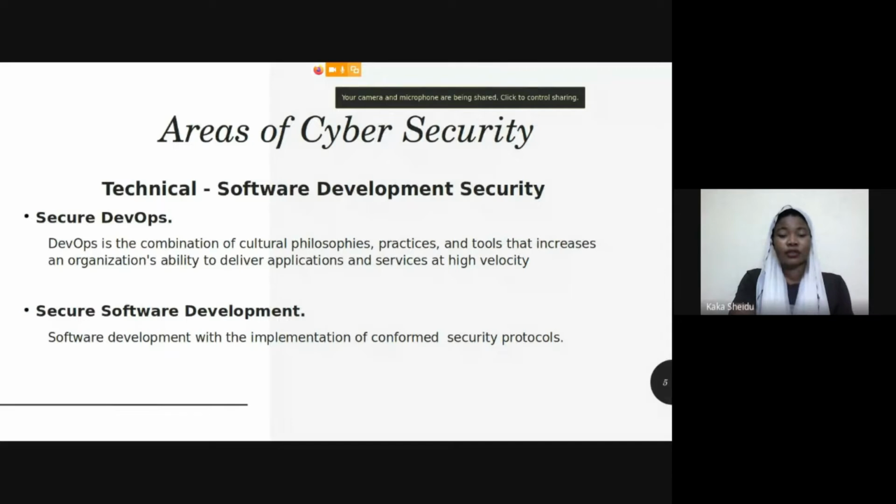Then there are some people who are actually good at software development right from the onset, before they even considered cybersecurity. There is also a place for you in cybersecurity. Under software development security, you can join the DevOps team, which is the combination of the developers and the operations team, the information operations team.